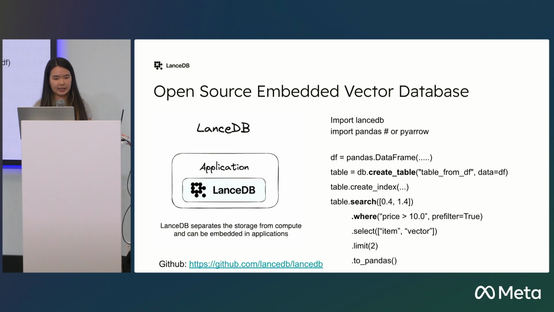And one easy thing to try out is to launch your compute. Previously, we talked about the Lance format, which is the storage part. For the compute part, one example is that we have an open source embedded vector database. It's a pretty lightweight vector database built on top of Rust. It's just a Python library, and we also have a Rust library. You can directly import LanceDB and import pandas or PyArrow.